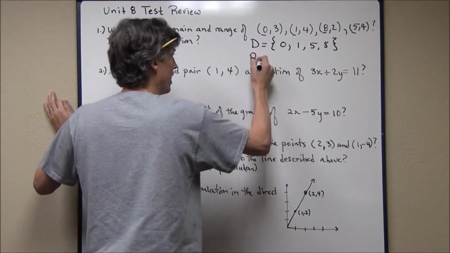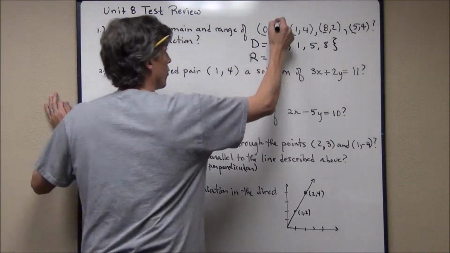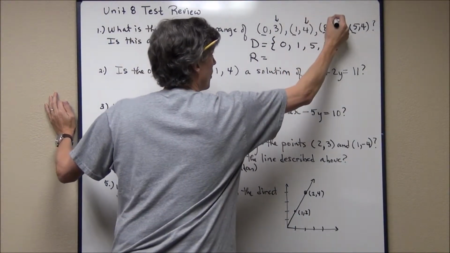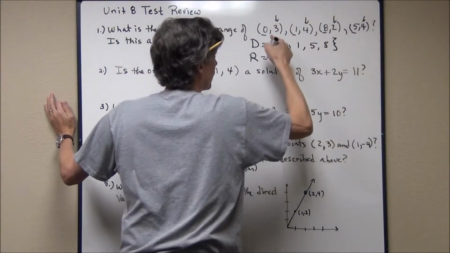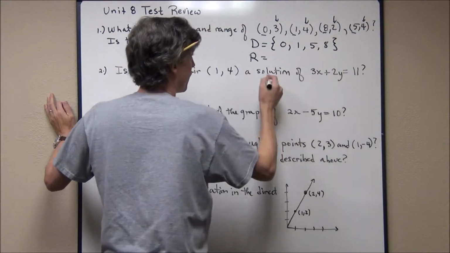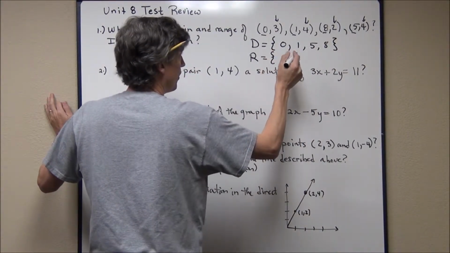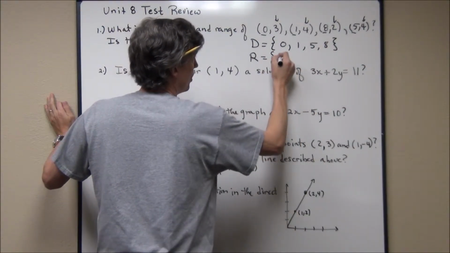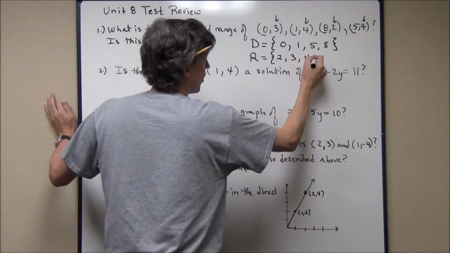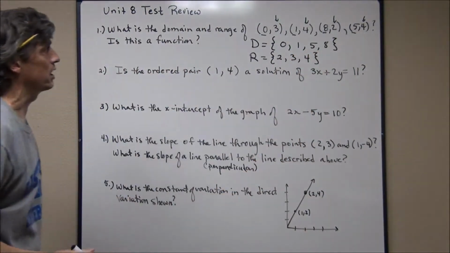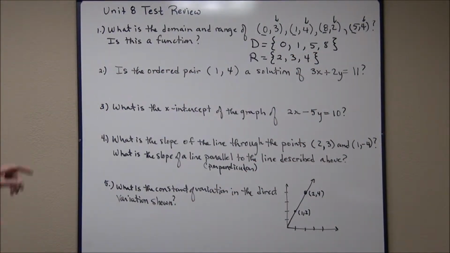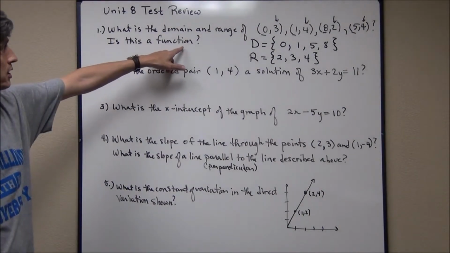The range is made up of all the y values in the ordered pairs. That's all these guys. And I have 3, 4, 2, and 4. So I'll put those in order: 2, 3, 4. I'm not going to write 4 twice. It's unnecessary. Now the question remains whether or not this is a function.